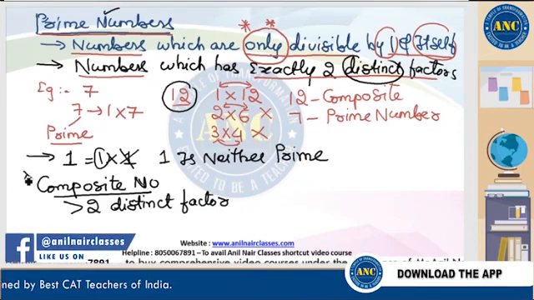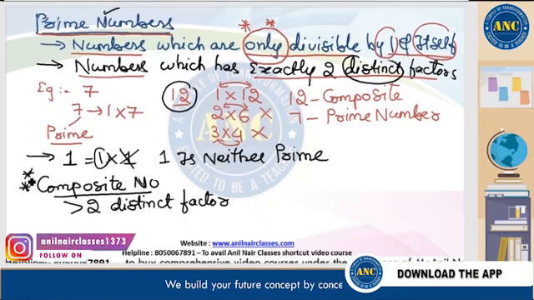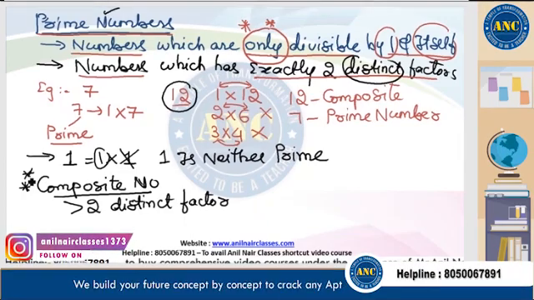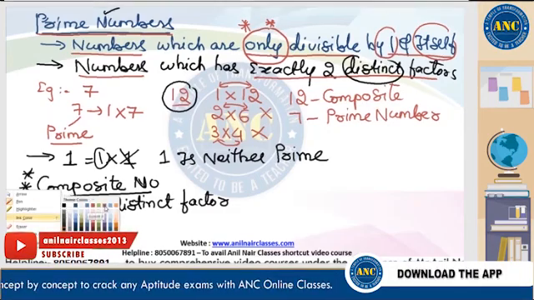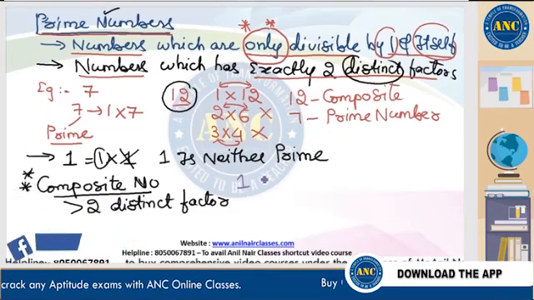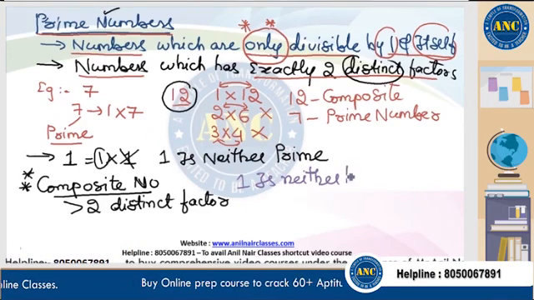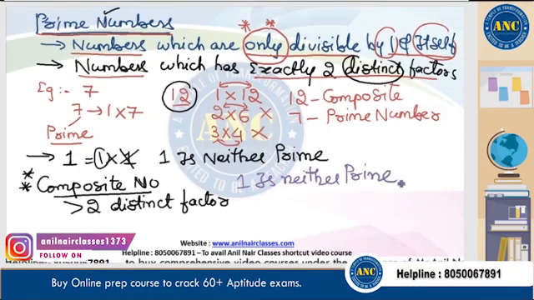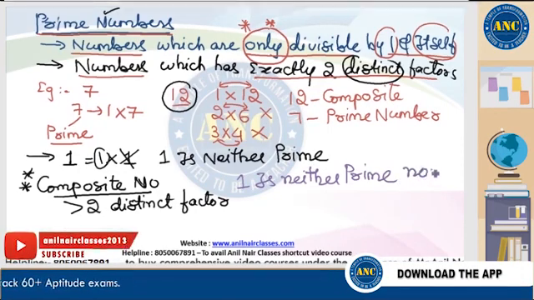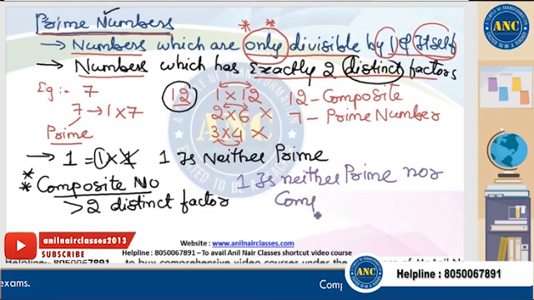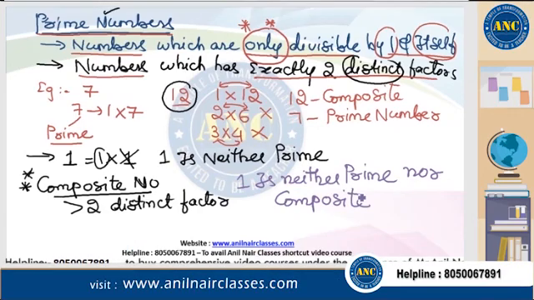A composite number is a number which has greater than two distinct factors. But 1 does not have greater than two distinct factors. Extremely important key point: 1 is neither prime nor composite. 1 is not a prime number because it does not have two distinct factors, nor a composite number because it does not have greater than two distinct factors.